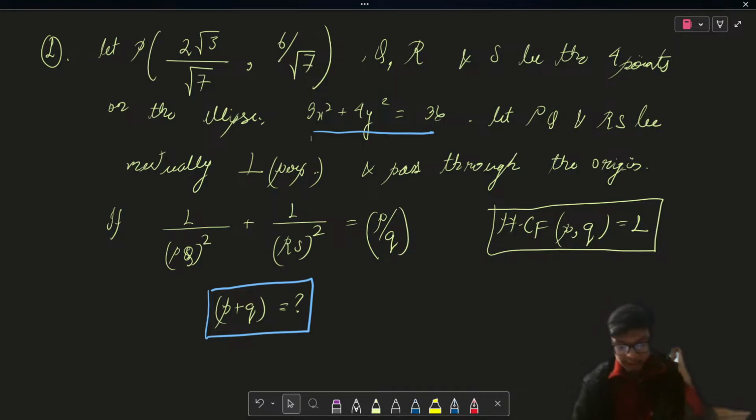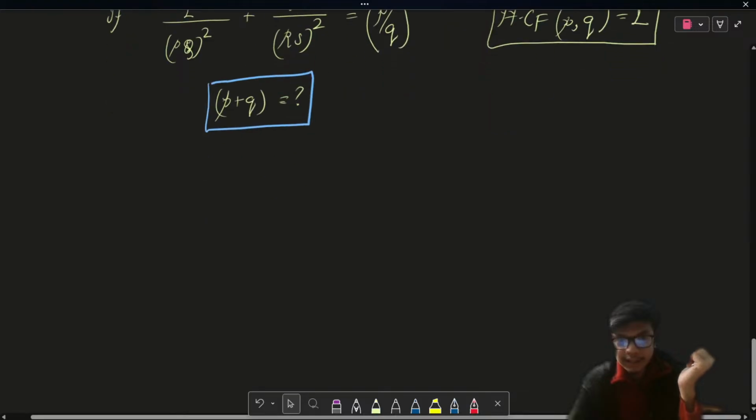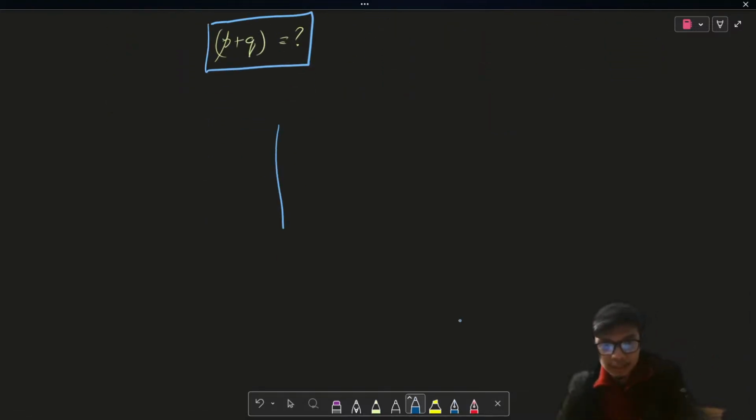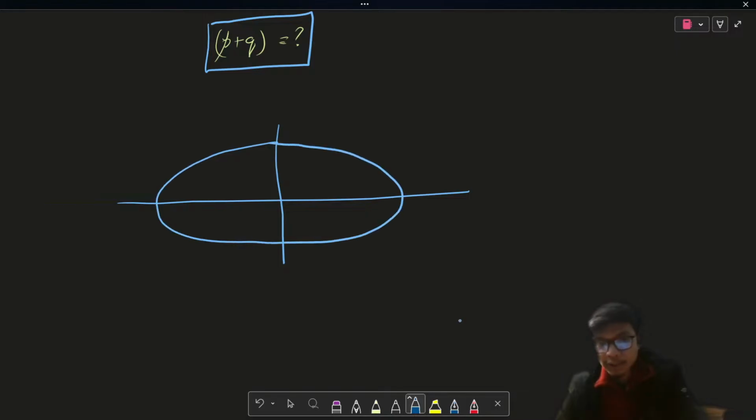Alright, if you look at this problem, we have to take up 4 points on the ellipse where one of the points is known to us, right? Now how we solve this problem is a very interesting way. If you recall, when we were discussing the eccentric angle, or how we take up any point on the ellipse, any point on the ellipse can be given by doing the following consideration.